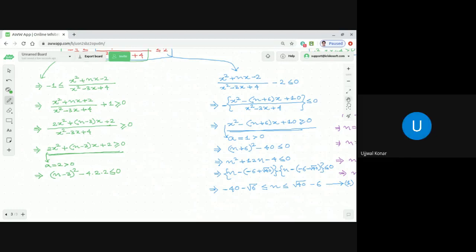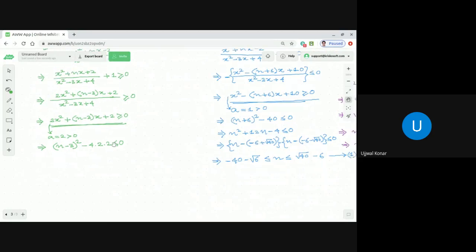Now, after that, we apply (n minus 3) whole square minus 4 into 2 into 2 is less than or equal to 0. That is actually a concept of inequality, where we need to apply our knowledge of inequality. So, dear students, let's simplify it. n square minus 6n plus 9 minus 16 is less than or equal to 0. This implies n square minus 6n minus 7 is less than or equal to 0.